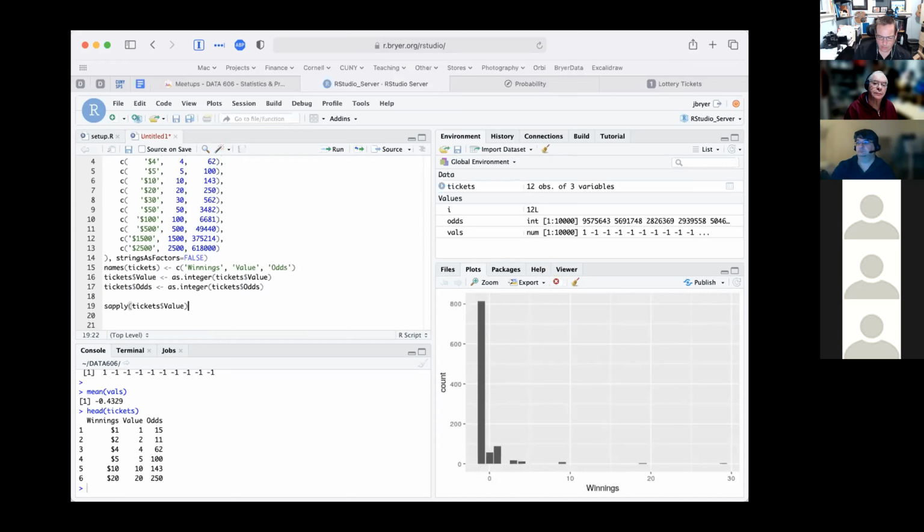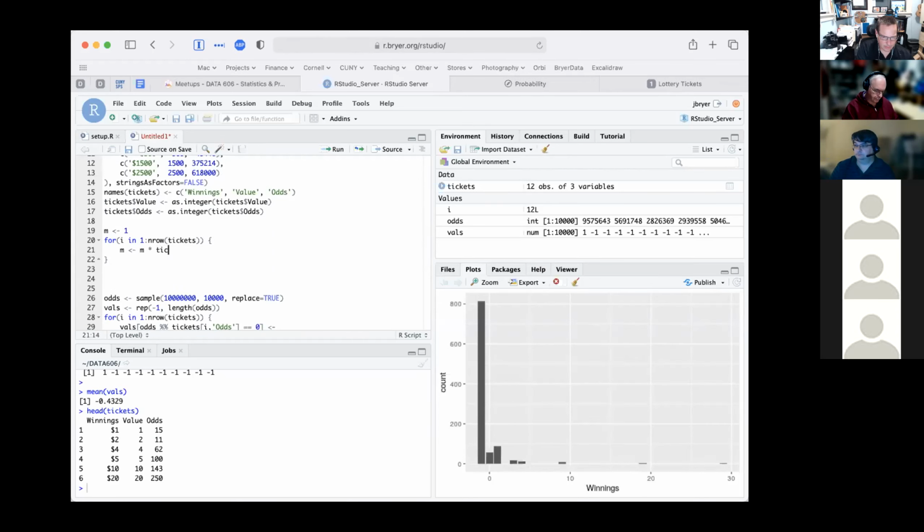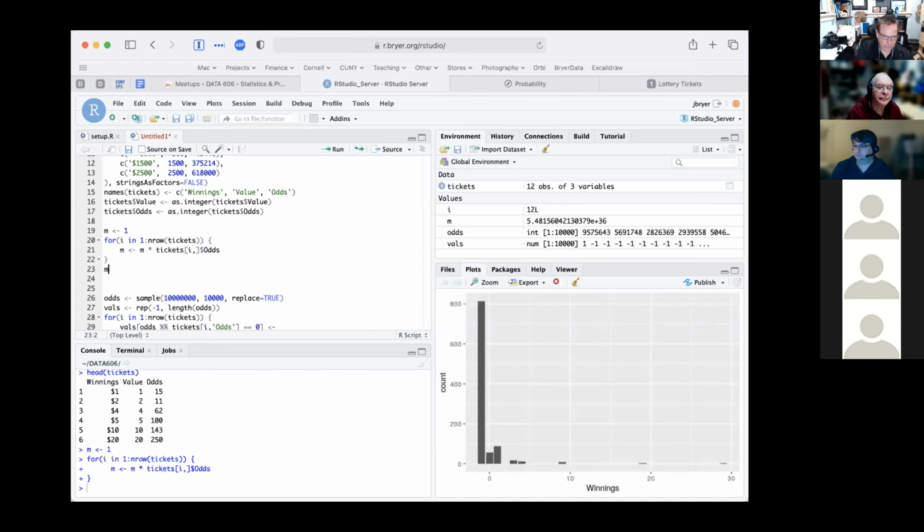just having, I can't think of, I mean, the brute force way to do this is to say, let me just call it M. If I start with 1, I could do it as a for loop. So if I say for I in 1 to number of rows in tickets, M is equal to M times tickets sub I odds. So what is M? Yeah, that is a very large number.